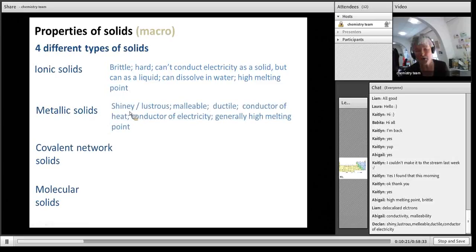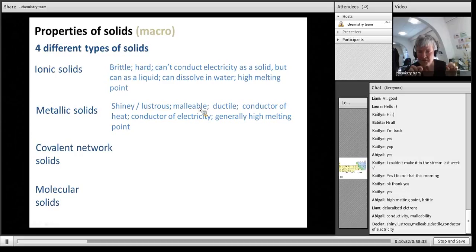So shiny or lustrous. You may in the exam get lustrous. It's the same word as shiny. It's just a more posh word. Malleable just means it can be hammered into shape. Ductile means it can just be drawn into wires. The explanation is the same for both. It's just some metals are more easily hammered and some can be quite ductile. Like gold, for instance, is very easy to hammer into shape.